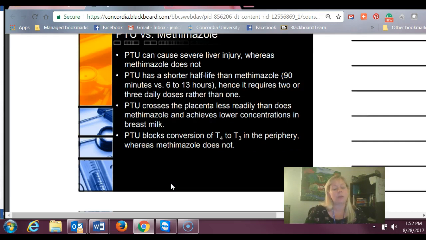And PTU blocks conversion of T4 to T3 in the periphery, whereas methimazole does not. So in the periphery, meaning in other areas of the body. So T3 is in other areas of the body. So with PTU, you have to keep in mind that T3 may be blocked and not made into the other areas of the body, such as cardiac tissue and things like that.